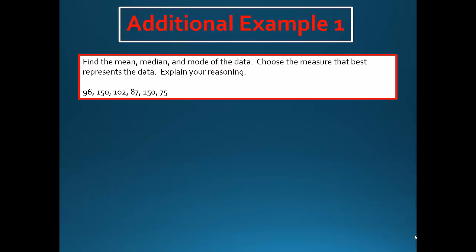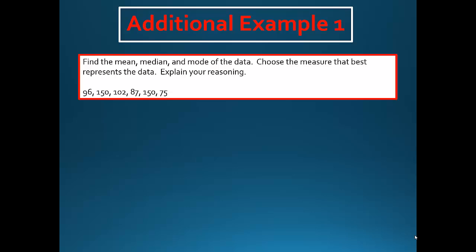Now we have an additional example. You can pause the video and try it on your own, or you may follow along. Find the mean, median, and mode of the data. Choose the measure that best represents the data. Explain your reasoning. So our data is 96, 150, 102, 87, 150, and 75.